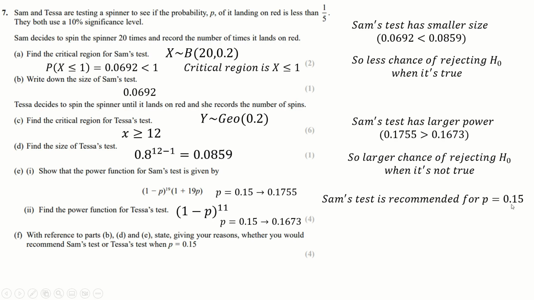Now, I slammed that in there because this doesn't really depend on p, the size, but this does. This definitely does depend on p. In fact, I think this also depends on p, going back a little bit. But this depends on p, doesn't it? So there's a chance when p is different that Tess's test would be better, but for p is 0.15, Sam's is better for sure.